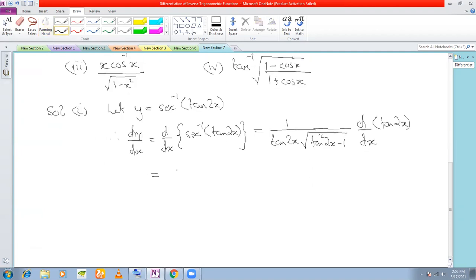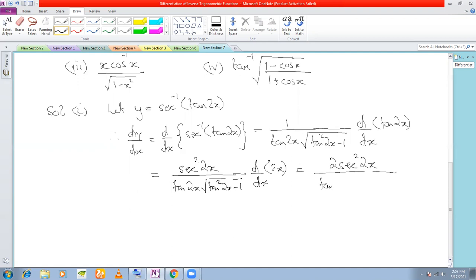So which you get here, d/dx of tan 2x is how much? Sec squared 2x. The denominator we write as it is. But not only that, when we are differentiating tan 2x, we have differentiated tan, but we need to multiply it by the differentiation of 2x also. So we get here 2 sec square 2x divided by tan 2x root(tan square 2x minus 1). That's it.